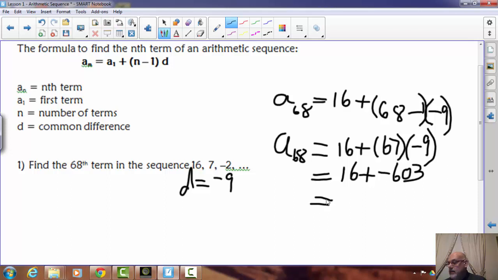So 16 minus 603 is -587. And that's our 68th term.